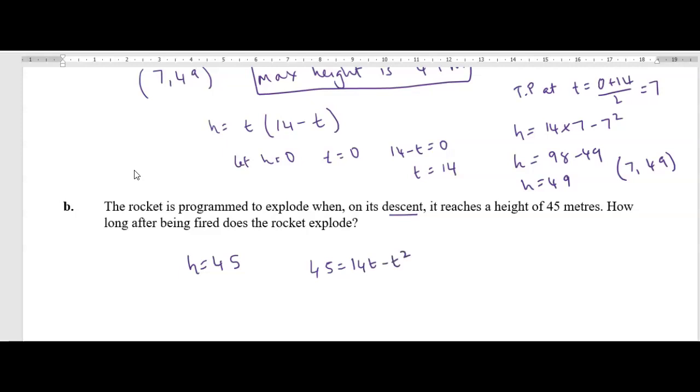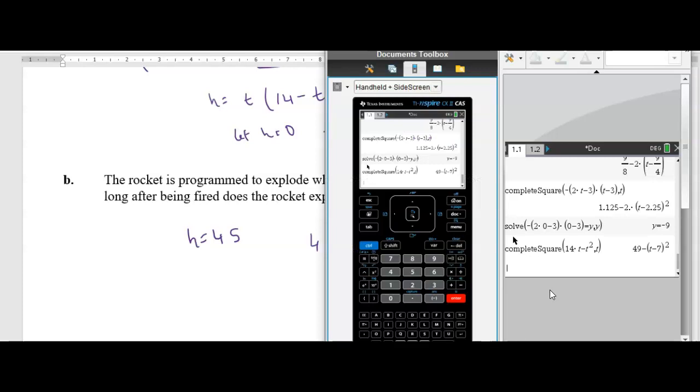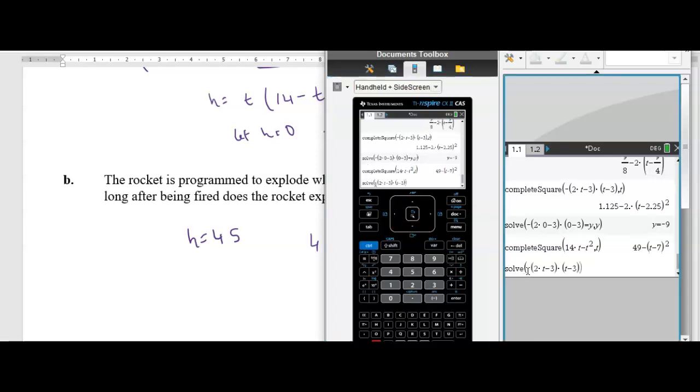Okay, so let's put everything on the same side. So t squared minus 14t plus 45 equals 0. And we're just solving for t. So if you were doing that by hand, you could do 2 numbers when multiplied give you 45 and when added give you negative 14. You can use the quadratic formula. I'm just going to use the calculator. So solve. I've already got the expression here, so I'm just going to highlight that. Control copy, paste. Oh, why? It's not cooperating. There we go.